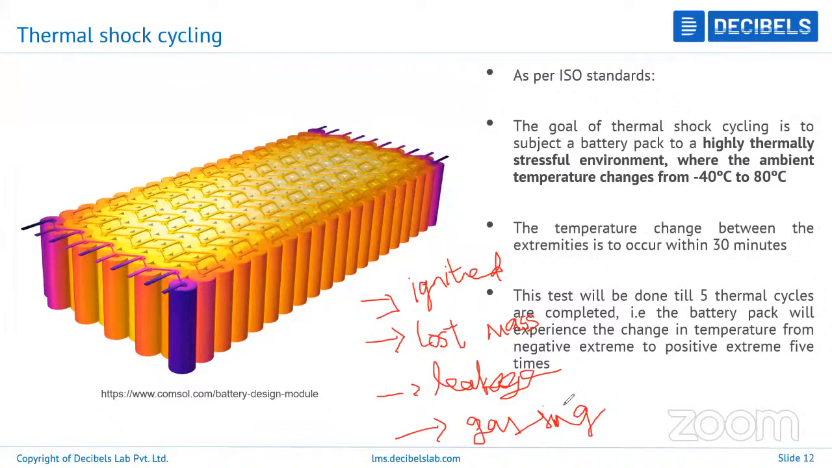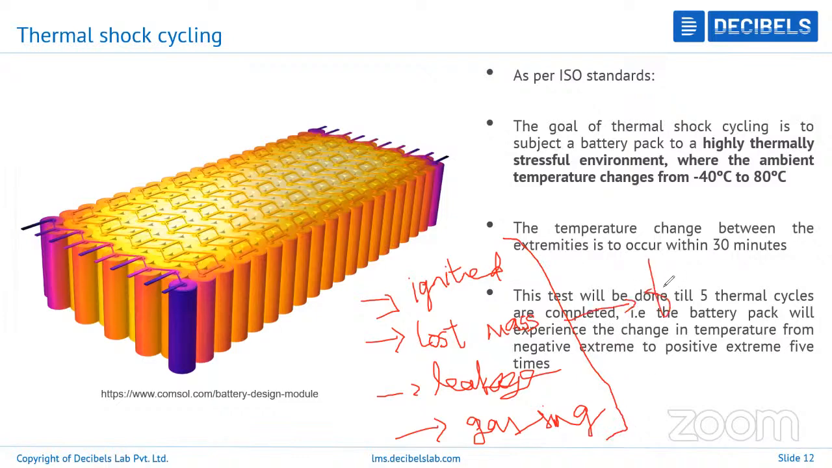So usually in today's market, you will see that some of the electrolytes are organic in nature, and they start to evaporate, or they start to vaporize at very high temperatures. Yeah, and that vaporization is called gassing. So is any of this phenomenon noticed? If any of these phenomena is noticed, then the battery pack has failed.